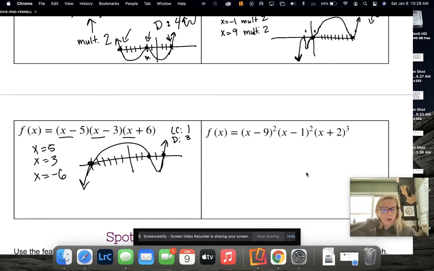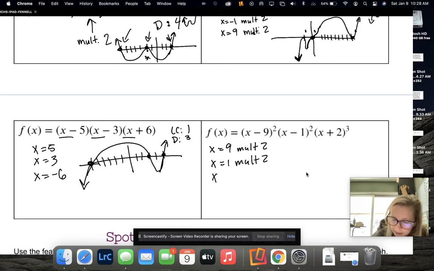Like that. Okay, so again, no multiplicity means the graph is just going to pass right through, nothing to bounce or pay attention to, that turning point of a cube root. All right, let's look at this one. X equals 9 has a multiplicity of 2. X equals 1 has a multiplicity of 2. And x equals -2 has a multiplicity of 3.